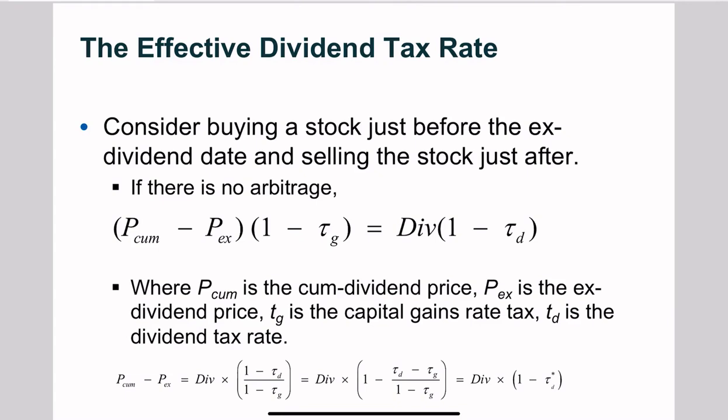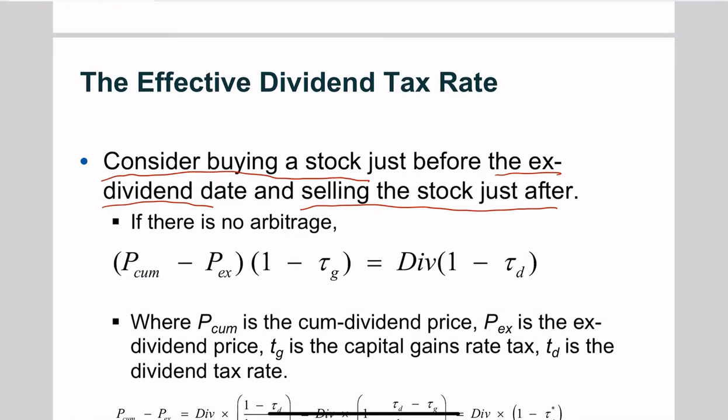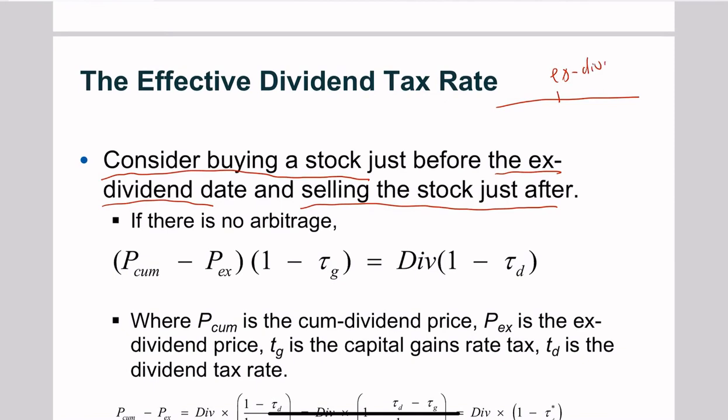So let's say you're considering buying a share just before the ex-dividend date, and you would sell this share after this ex-dividend date. So this scenario is like this. If this is the ex-dividend date, right? So you will buy here and you will sell here. Now let's think about your profit, right?